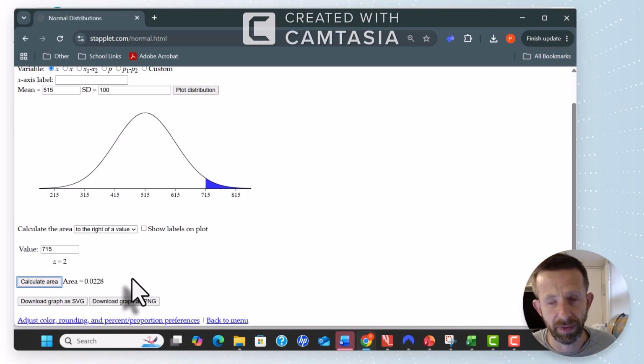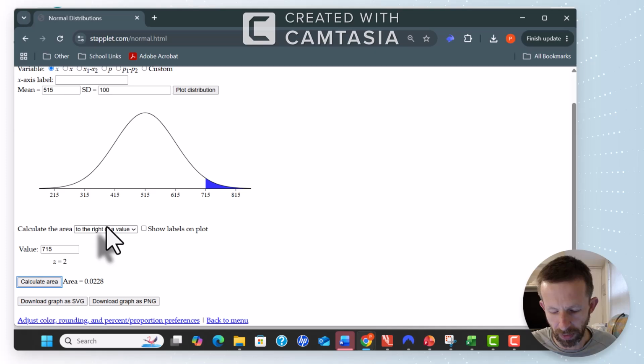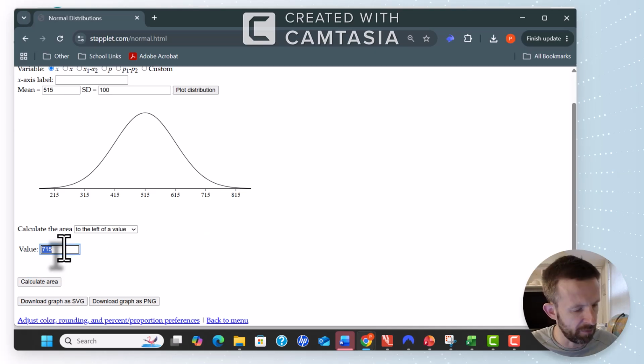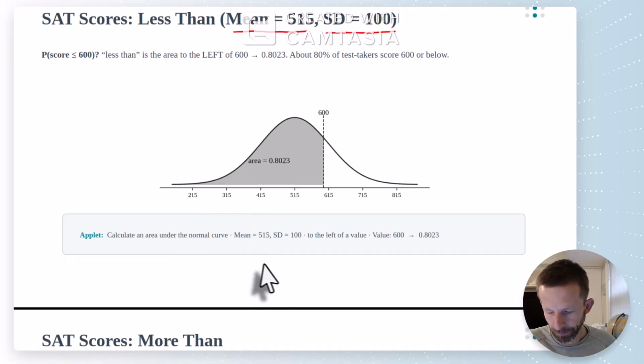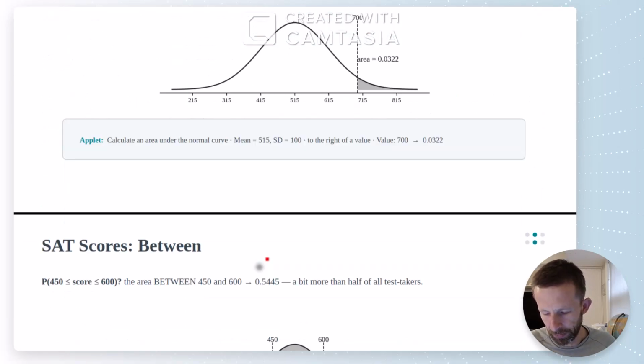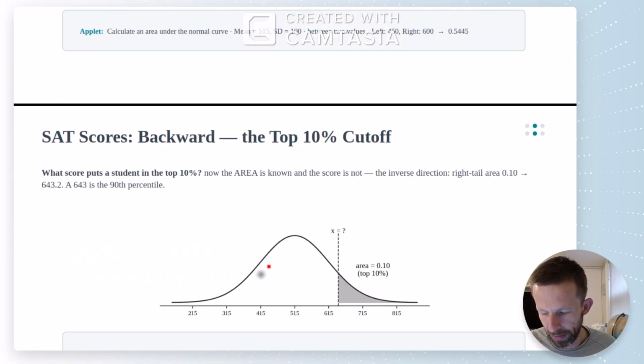We can also go to the left of it. So like what percent of people score less than 500? So to the left of 500. This would be roughly 44% of people score less than 500, assuming the 515 and 100 are correct.